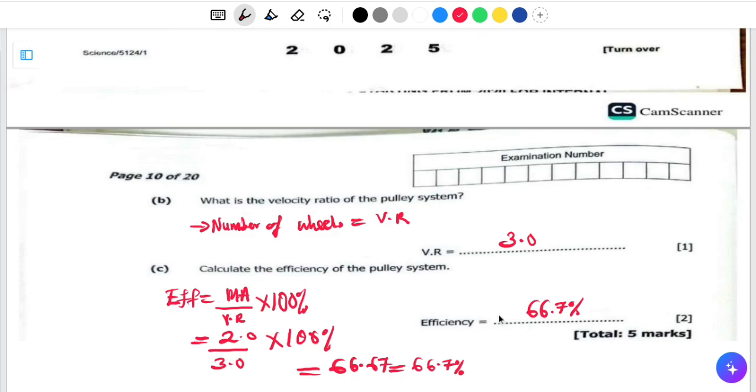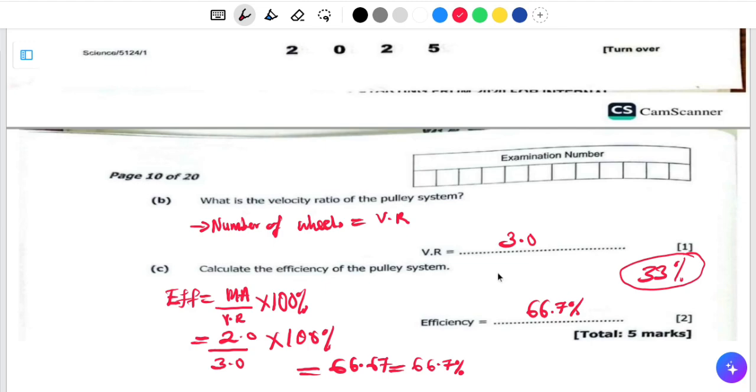If we say 100 minus the answer that we have found, we are going to get 33%. In an exam they can trick you by asking how much energy was lost due to friction and heat. The first thing is to calculate the efficiency, then subtract that efficiency from 100%, and this is 33% or 33.3%, meaning this much was lost due to heat or friction.